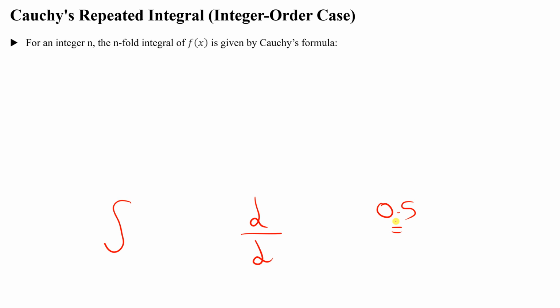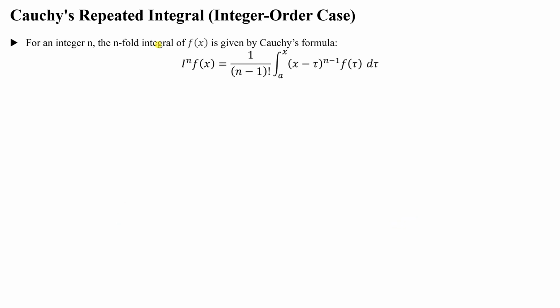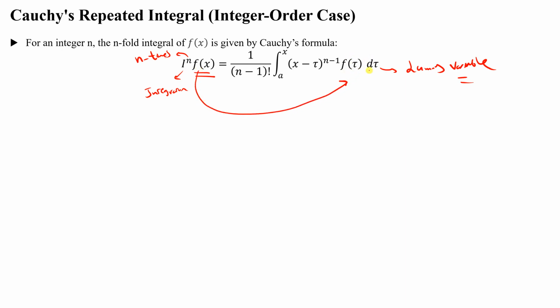So what does this mean? Let's look at this formula here. It says that if you would like to integrate a function n times, so I refers to integration of a function f of x n times, it will be 1 over (n minus 1) factorial, times the integration from a to x of (x minus tau) to the power n minus 1, f of tau, d tau. Tau here is called a dummy variable, just a variable in order to do this integration. So simply we took f of x and made it f of tau d tau.